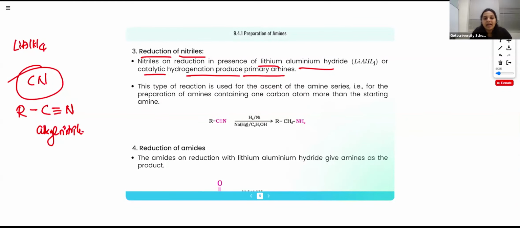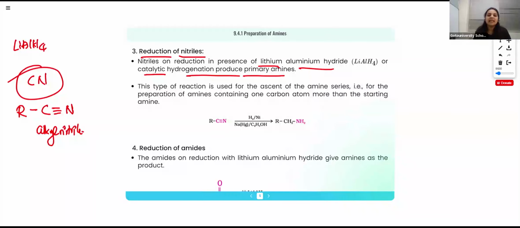What is catalytic hydrogenation? What is hydrogenation? Hydrogenation means we are adding hydrogen. Addition of hydrogen is called hydrogenation. Catalytic hydrogenation means the hydrogenation we are doing in presence of a catalyst. If this reaction we are doing in presence of a catalyst, that is called catalytic hydrogenation. So nitriles on catalytic hydrogenation, or with reducing agents like lithium aluminum hydride, will produce corresponding amines.